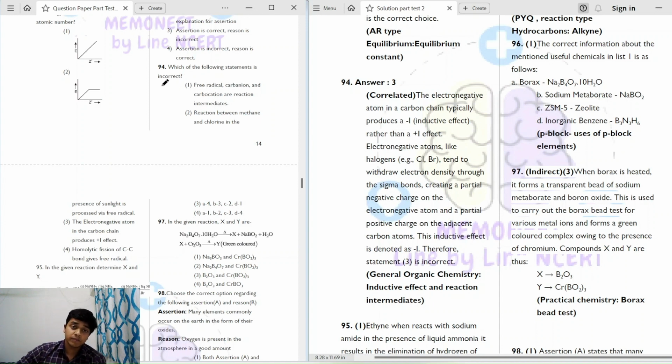Statement 1 says free radical, carbanion and carbocation are reaction intermediates. So this is a correct statement, as we know that in reactions free radicals, carbanions and carbocations are formed, but they do not stay as they are. They react and are only present as intermediates. So this statement is correct, so this cannot be our answer.